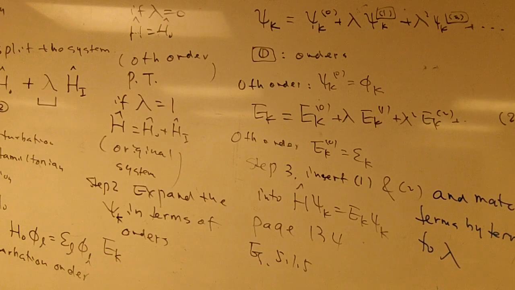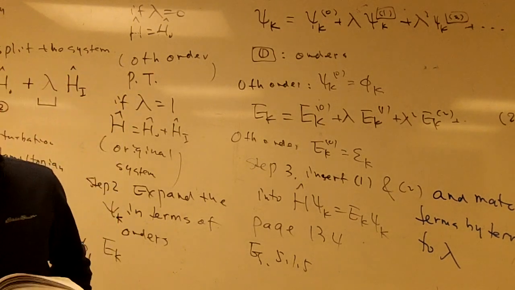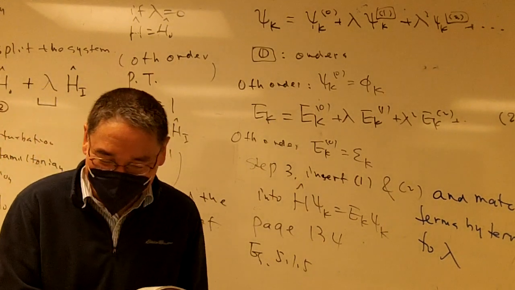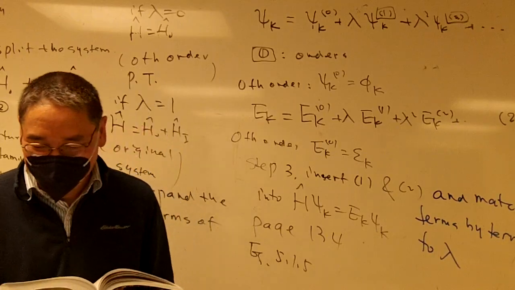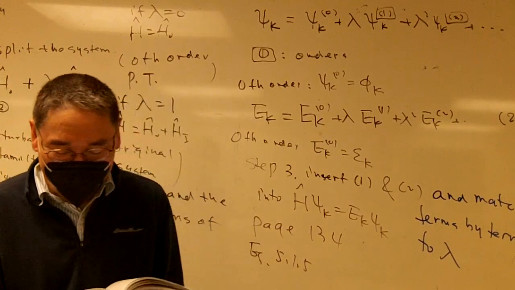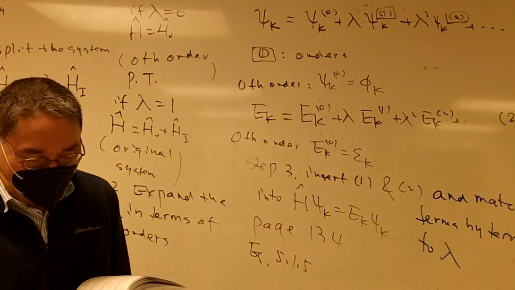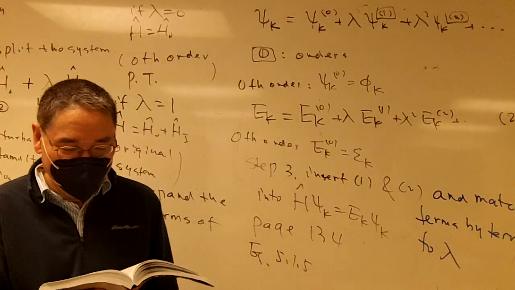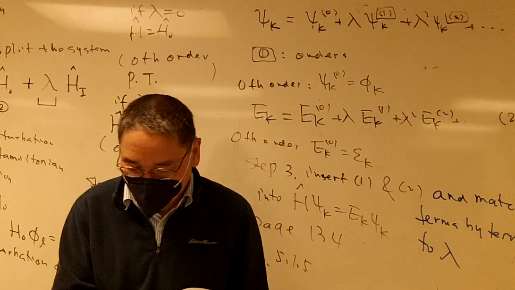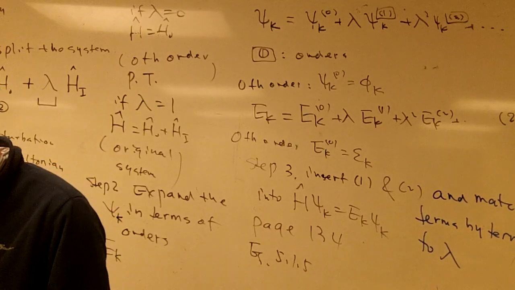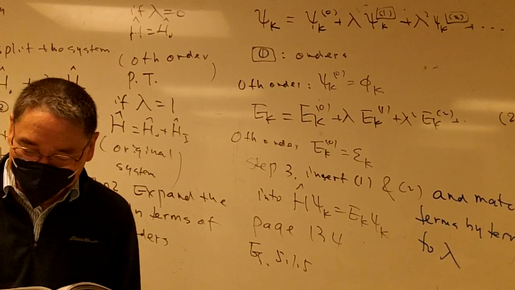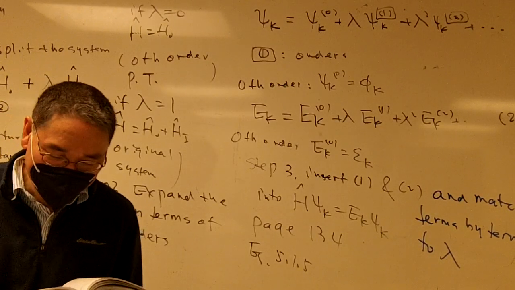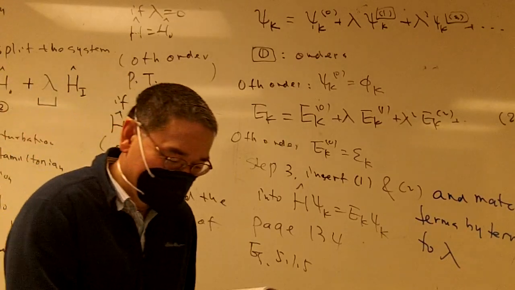Could you finish the last paragraph? Sorry. To get E sub k to the first order and psi sub k to the first order, we carry out two calculations. A, multiplying equation 5.1.6 by phi sub k star from the left and then integrating, and B, doing the same as A, but with phi sub m, m not equal to k. This procedure is standard and works for the second order corrections as well.